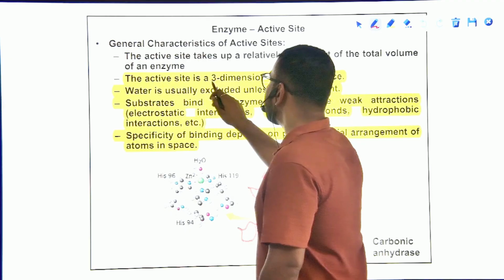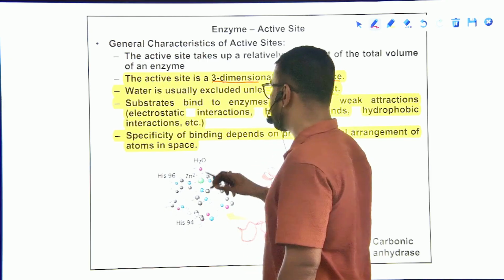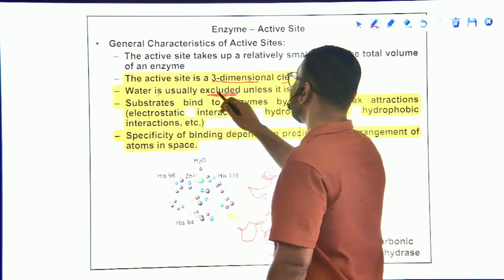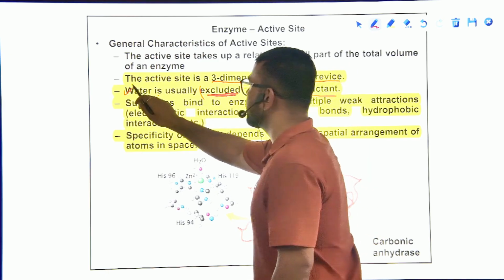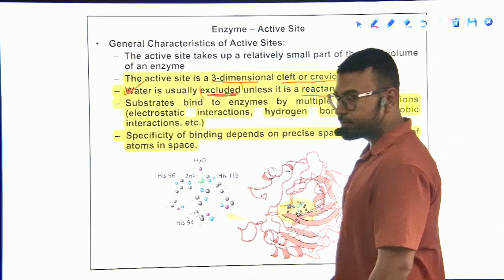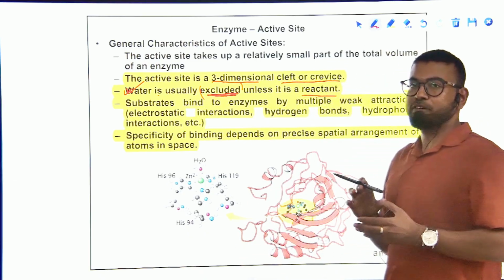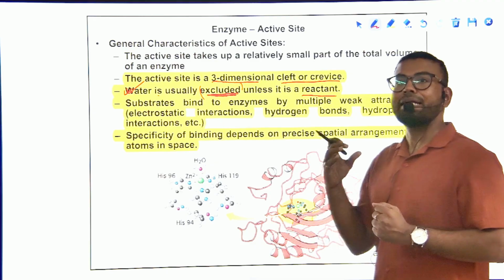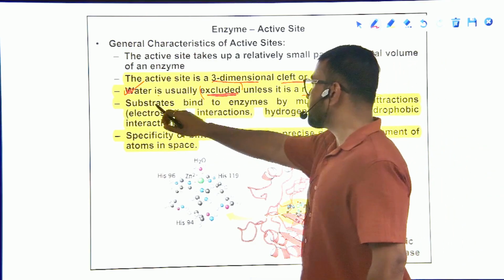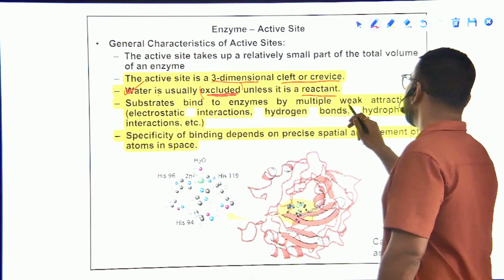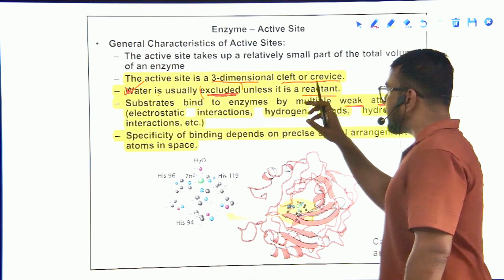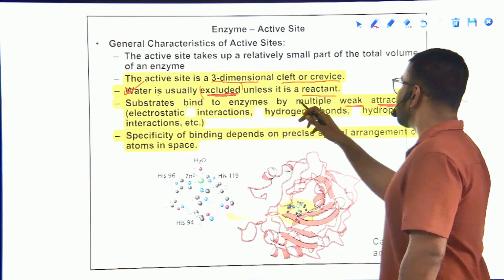The active site is a 3D cleft or crevice. Water is usually excluded. Very, very important point: water is excluded unless it is a reactant. In any kind of enzyme substrate complex, water should be excluded until and unless it is a reactant. Substrate binds with the enzyme by multiple weak interactions. Everyone must pay attention to this statement.